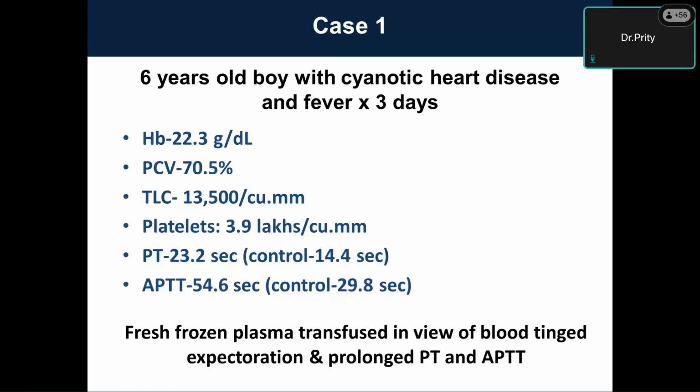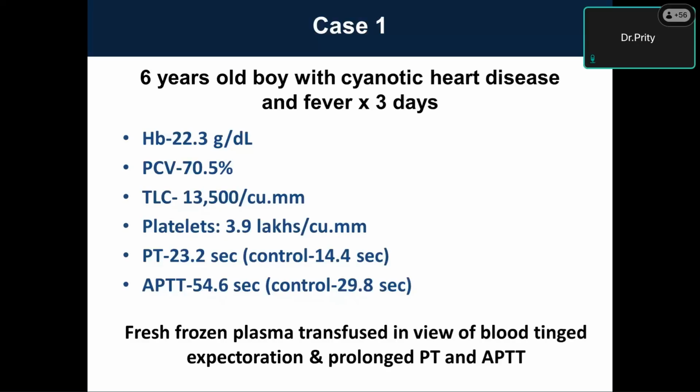The PT is on the higher side, and sir, aPTT is also prolonged, 54.6 seconds. So, sir, in my opinion, it's a cyanotic heart disease case. So, the patient is in a state of chronic hypoxia. And both the PT and aPTT are prolonged.